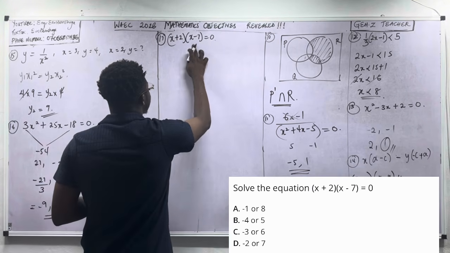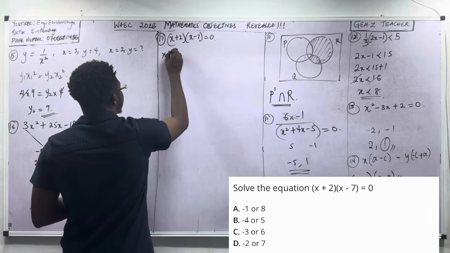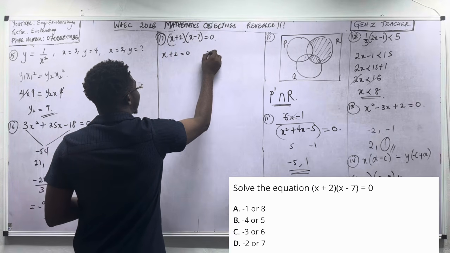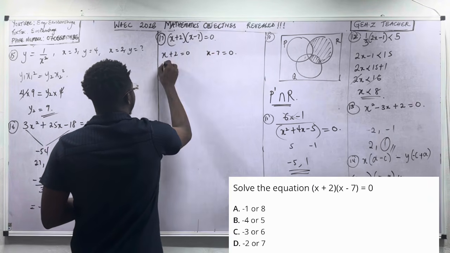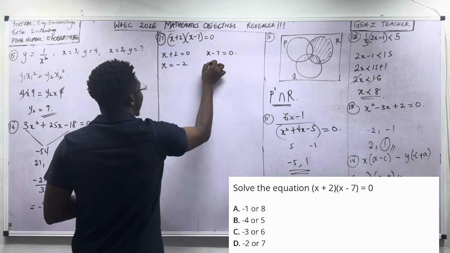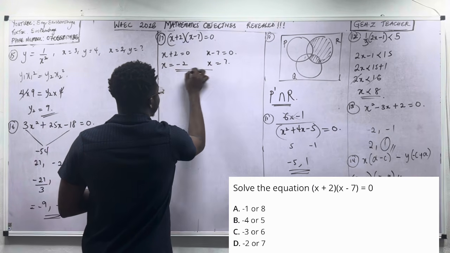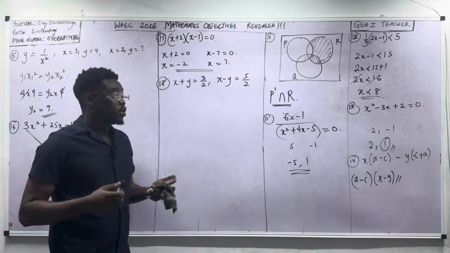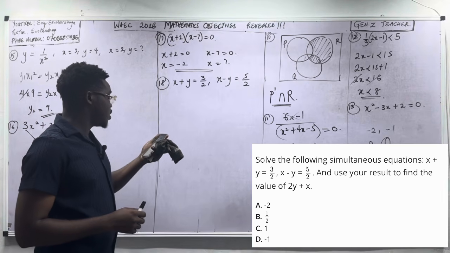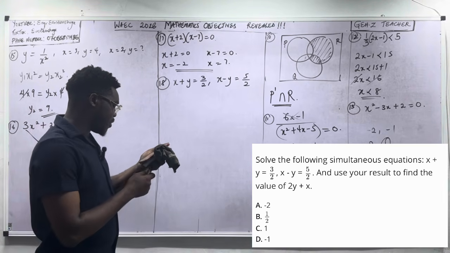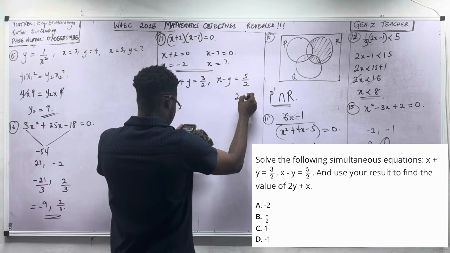Quickly, we're going to equate each bracket to 0. So x plus 2 equals 0 and x minus 7 equals 0, meaning x equals minus 2 and x equals positive 7. These are the answers to the question. Number 18 says solve the simultaneous equation and hence find 2y plus x.